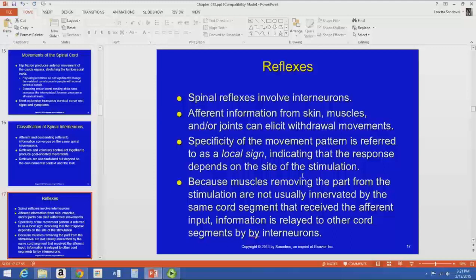A lot of times the muscles that are removing the part from the stimulation aren't innervated by the same cord segment that received the information. And so it has to be relayed to other cord segments by the interneurons. So the interneurons are hanging out in that gray matter and a little bit in the white matter, and they're sending information back and forth to make things happen, basically. They're processing those reflexes.